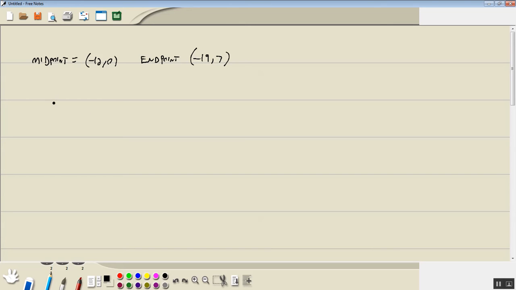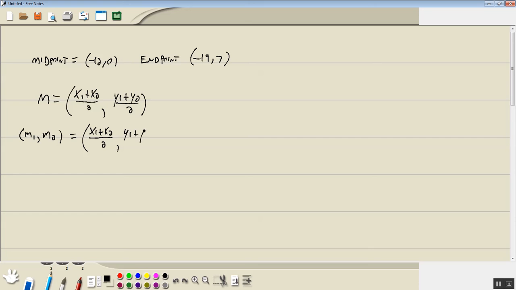Now our midpoint is equal to x1 plus x2 divided by 2 and y1 plus y2 divided by 2. But midpoint is a point, so if I were to put some kind of variable there, that'd be m1, m2 equals x1 plus x2 divided by 2 and y1 plus y2 divided by 2.